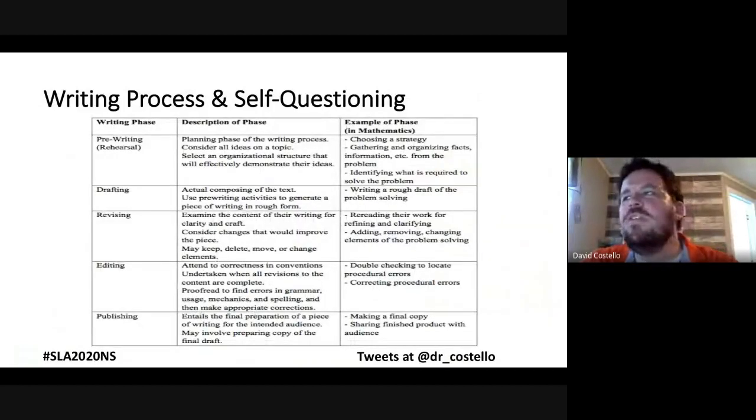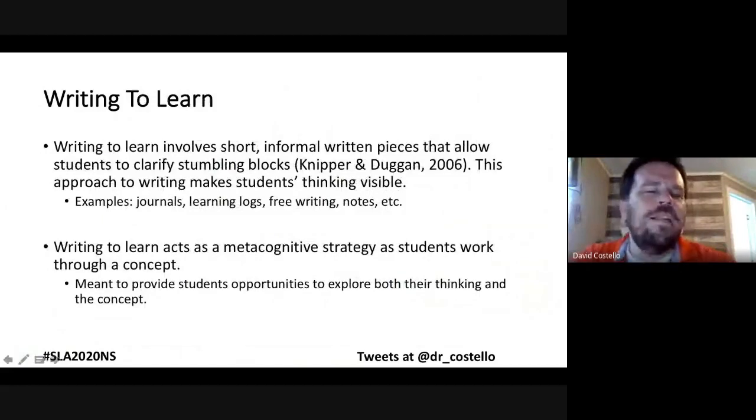And we can do this in math quite a bit. And instead of using writing to demonstrate what your knowledge is, why don't we use writing to learn? That's an approach that involves short, informal written pieces that allow students to clarify what their stumbling blocks are. It makes student thinking visible for the students so that they can learn from it and see how their thinking evolved. But it's also great when we make student thinking visible for the teacher so that we can clearly understand what the thinking of students is, for assessment and planning purposes.